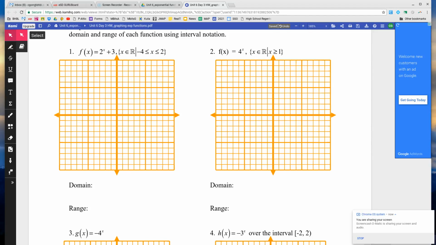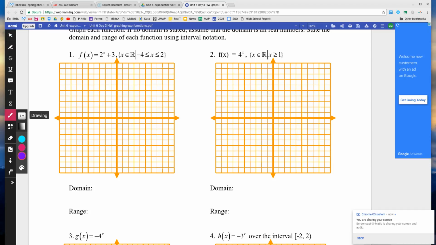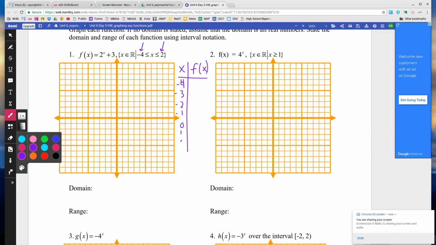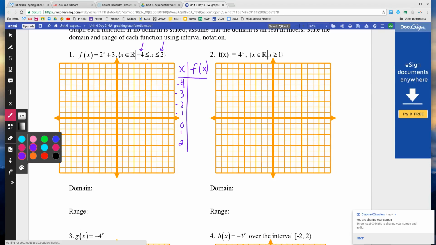So what I want to do is put into my calculator 2 to the power of x plus 3, and take a look at my table. I want to have a column for my x and a column for my f of x, or my y value. It says to go from -4 to 2, so -4, -3, -2, -1, 0, 1, and 2. I also want to note that both of these will be closed circles. So when I'm graphing my restricted domain, I want to make sure I'm starting and ending with a closed circle.